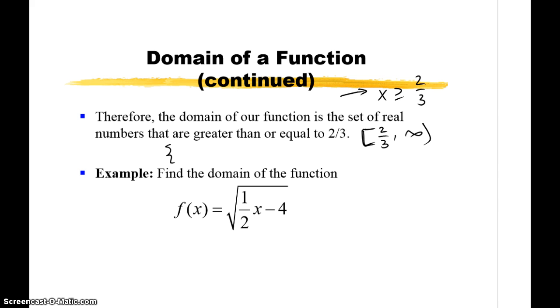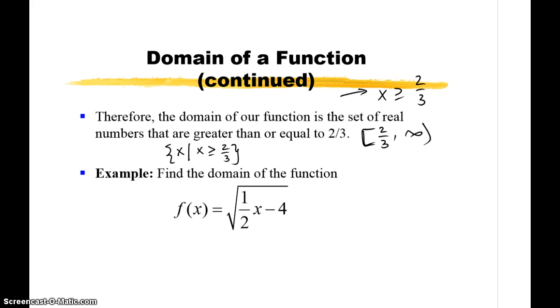That's what your book uses and calls it: set builder notation. You use these curly braces for set, and you say x such that x is bigger than or equal to 2/3. So here's how this is read. This is read, all the real numbers x, the vertical line is called a bar. The vertical bar means such that. So this is all the real numbers x such that x is bigger than or equal to 2/3.